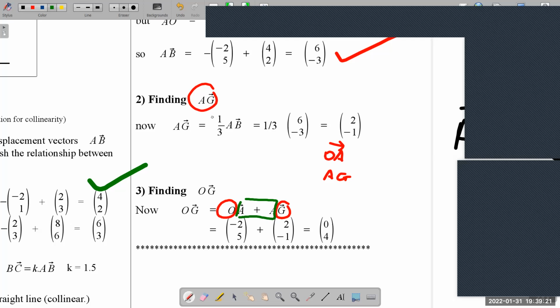Anybody see how you go about finding any vector that you want? How do you combine two separate vectors to create the vector that you want? So we want to create OG. We want to go from O to G. How do we do that? We know there's a way for us to get from O to A, and we know how to get from A to G. Right or wrong? So I'm going to pause right here.